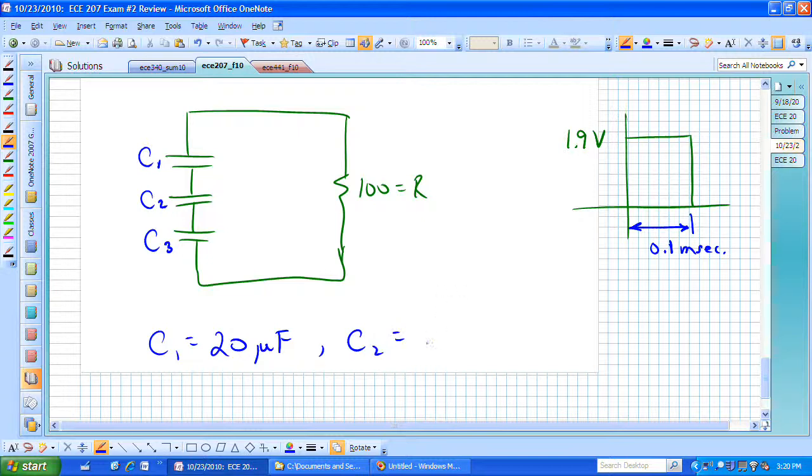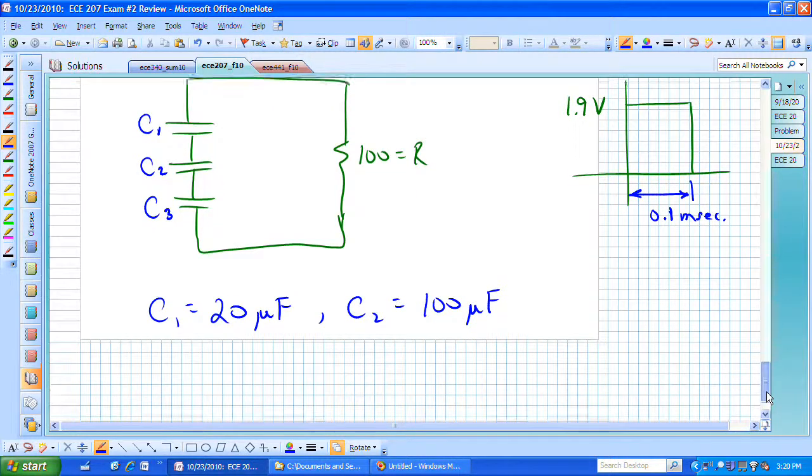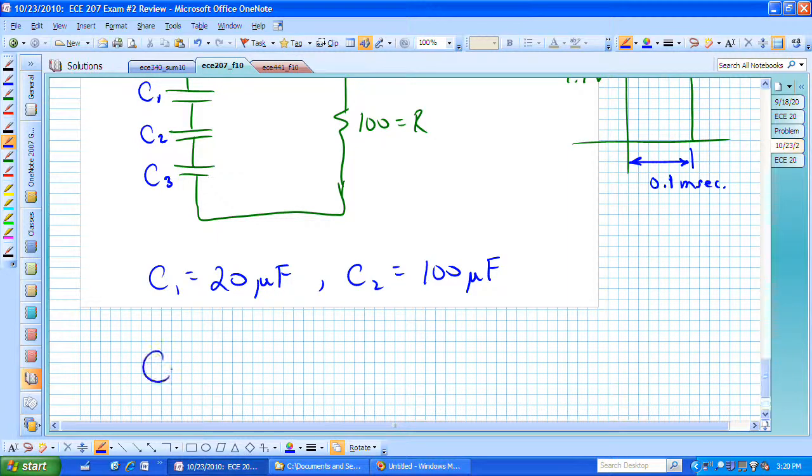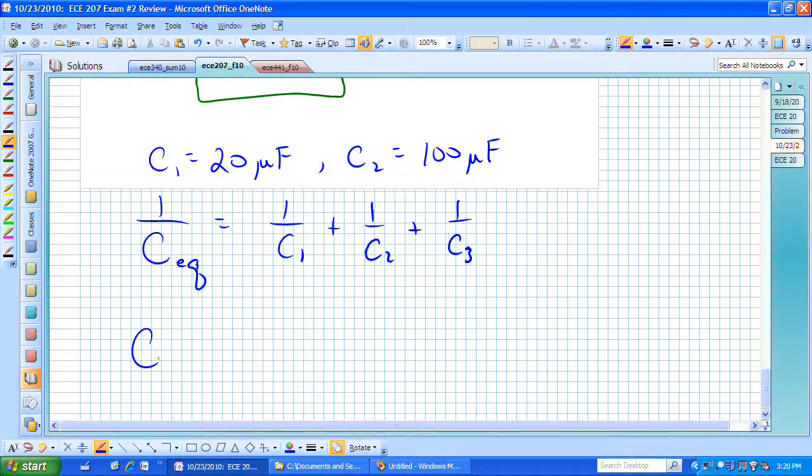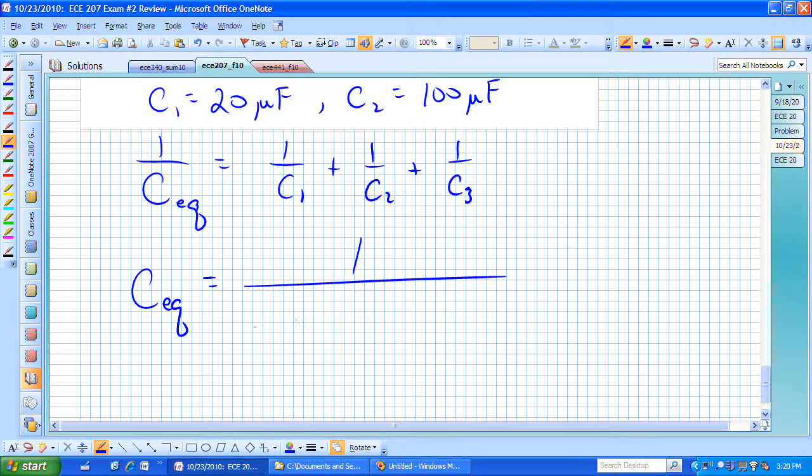C2 was 100 microfarads. And because of the series combination of those capacitors, if we need it, we know that 1 over C equivalent is just 1 over C1 plus 1 over C2 plus 1 over C3, so that C equivalent, if we need it, is now the reciprocal of this sum of reciprocals. And we know what C1 and C2 are equal to.